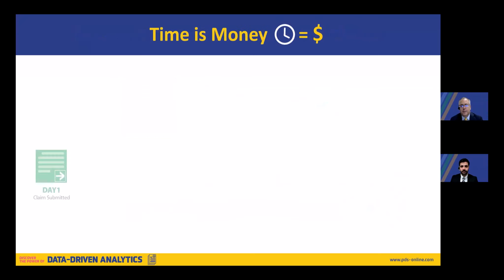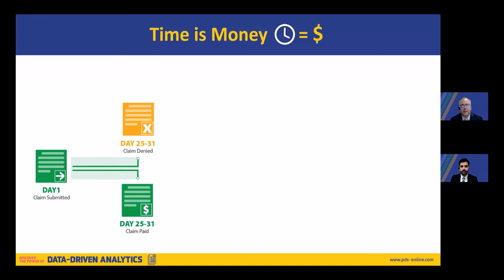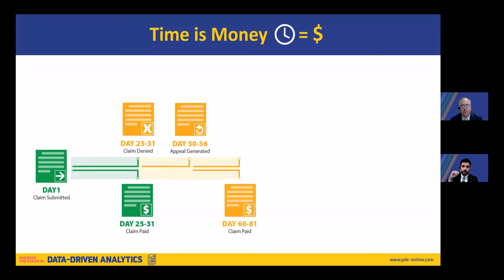The third area then to consider is that time is money. The longer it takes to get that claim paid, the more money we're potentially losing or delaying payment on. So if we submit a claim within 25 to 30 days, we should see the cash coming back.